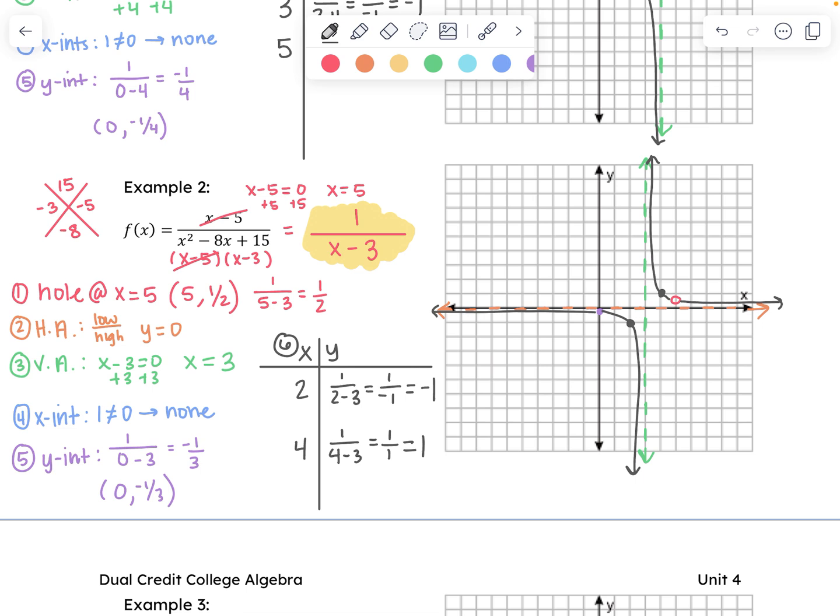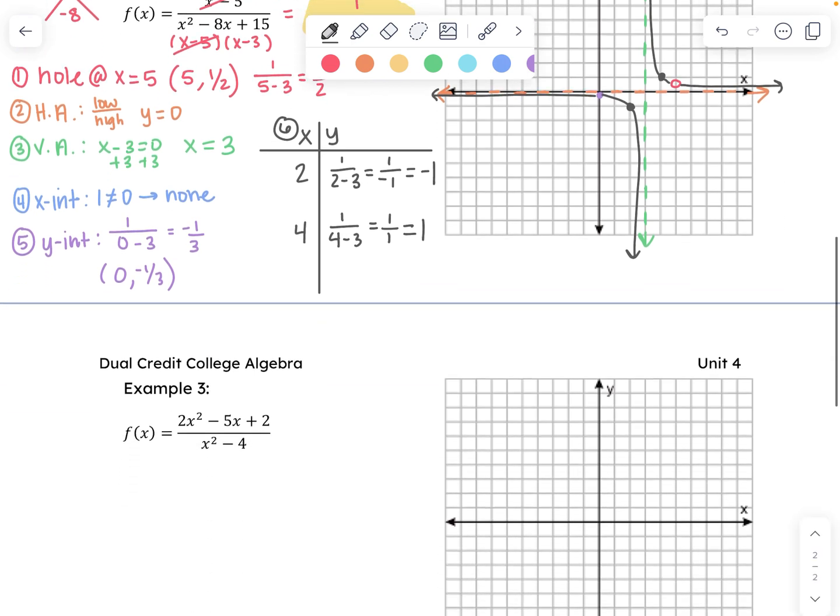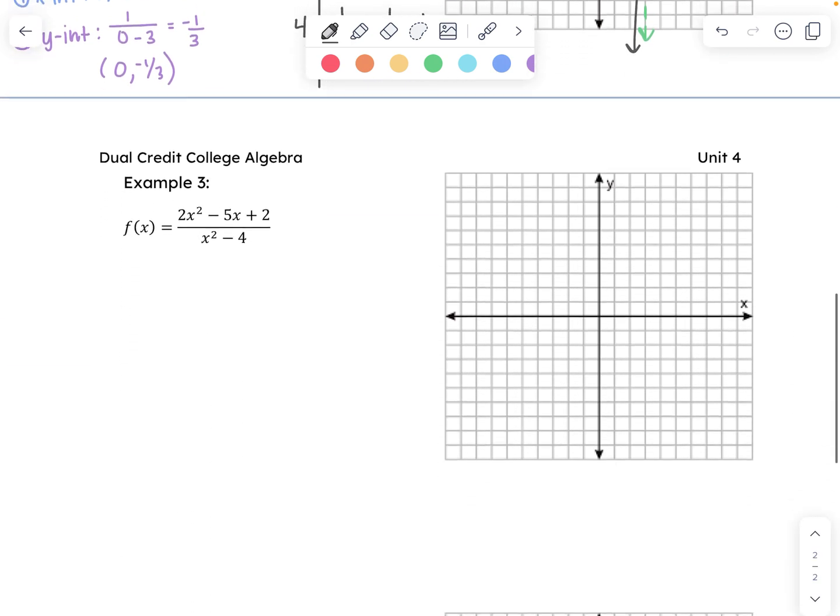Okay, let's look at some more on the back. And let's step it up a little bit. With example 3, now we've got one where we've got to factor the top and we've got to factor the bottom. So when I'm factoring the top, I can use my big X to help me factor. I'm going to have 2 times 2 on top, which is 4. Negative 5 on bottom. It's going to be negative 4 times negative 1 to give me a positive 4. Negative 4 plus negative 1 to give me negative 5.